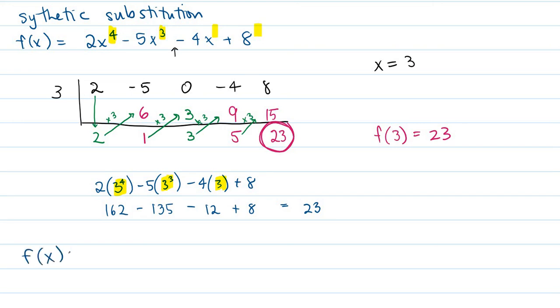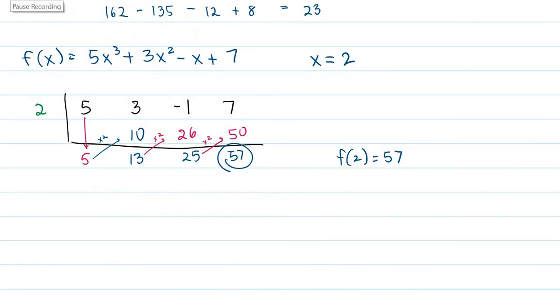F of x equals 5x cubed plus 3x squared minus x plus 7. I want to solve it or evaluate it for when x equals 2. Go ahead and pause the video here and try it by yourself. If you've done it yourself, you should have gotten 57 as the answer, and you can see the work here.